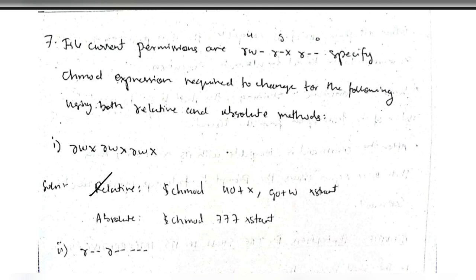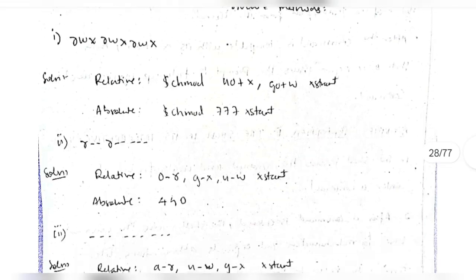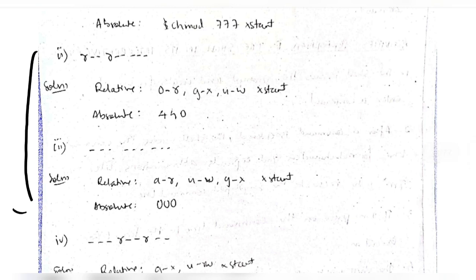So this is the relative method, and for the absolute method we just have to change the numbers. So this is 111, 111, 111. So this is 777. I'll be writing chmod 777 file name. Same thing goes for the rest of the questions as well, so you can go through it and practice.